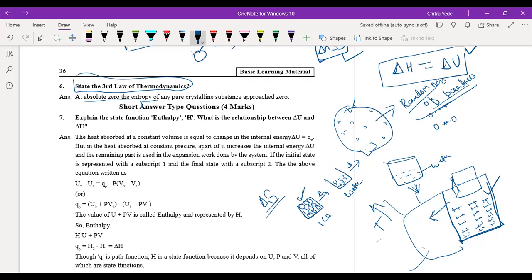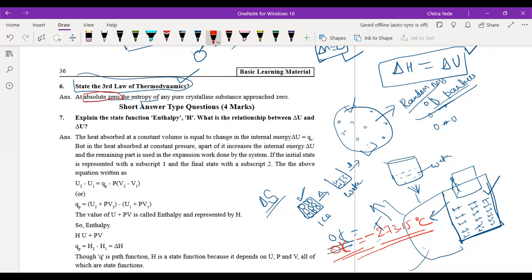Now we have the third law of thermodynamics here. It says that at absolute zero temperature... What is absolute zero temperature? It is 0 Kelvin. 0 Kelvin is equal to minus 273.15 degrees Celsius. That temperature is called absolute zero temperature. Understood?